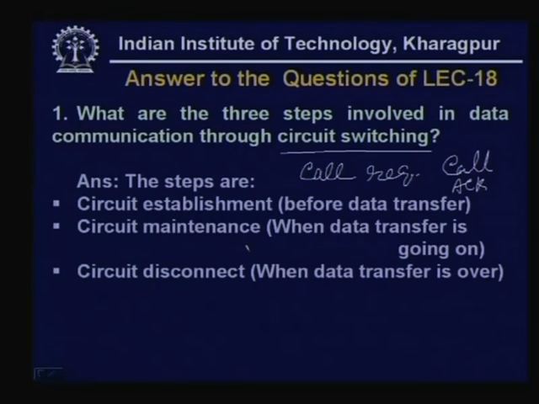Then the circuit maintenance during the data transfer, when the data transfer is going on, that circuit has to be maintained. So, since the circuit has to be maintained for the entire duration, the circuit maintenance operation has to be performed by using suitable signals. Then comes the third step, that is circuit disconnect. When the data transfer is over, that circuit has to be disconnected. So, these are the 3 steps in circuit switching as we have discussed in details.